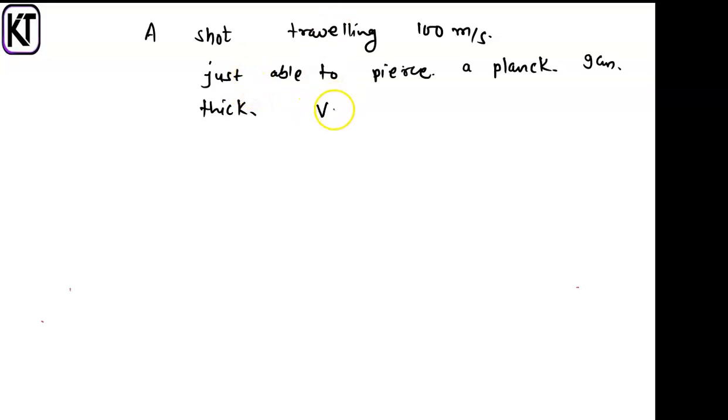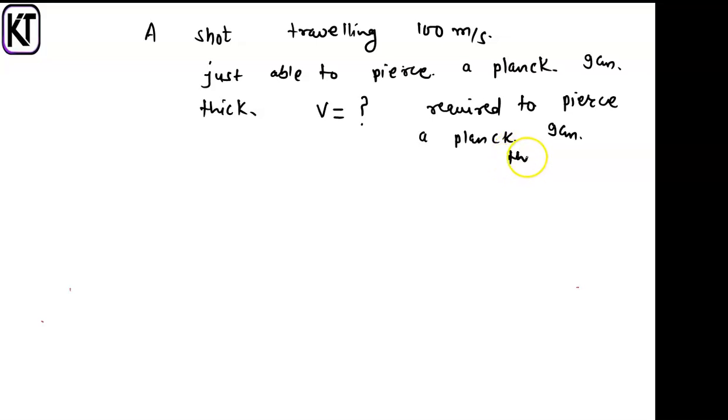So what should be the velocity required to pierce a plank which is 9 centimeter thick? Okay, which is 9 centimeter thick. So this is the question.